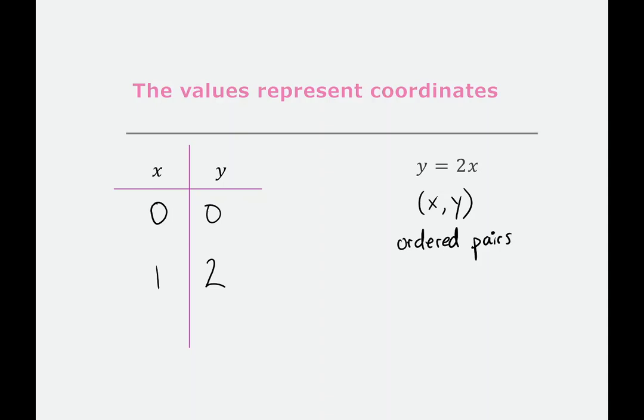This part is rather easy. We've done all the hard work. We see that x is 0 and y is 0, so we can write the coordinate 0, 0. Same goes for the next one. We have x is 1, y is 2. Recall that we write our x value first and our y value second. X and y.